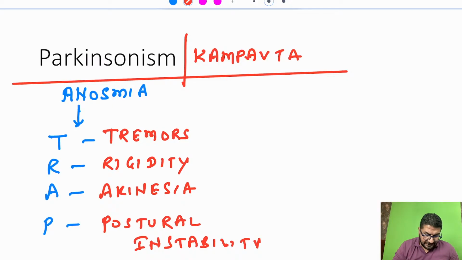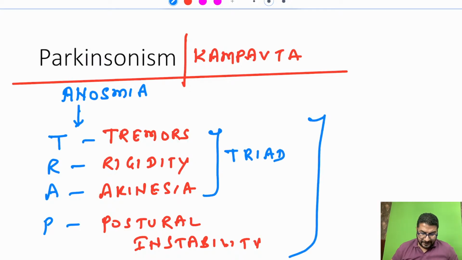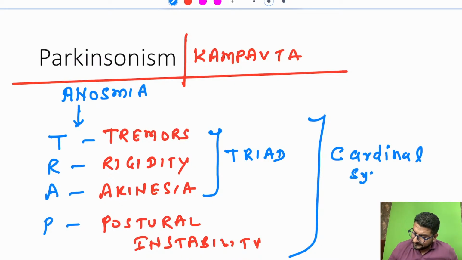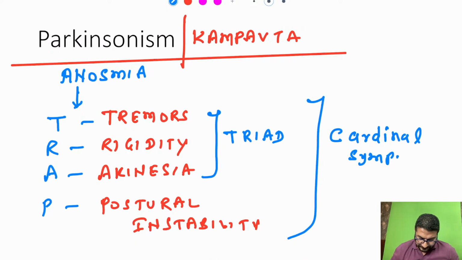When they ask you a question on Parkinson's, these are the 4 classical symptoms. Some books write this as a triad, but Harrison says we don't have a triad, we have these 4 classical symptoms, which we call cardinal symptoms. So these are the cardinal symptoms of Parkinson's.